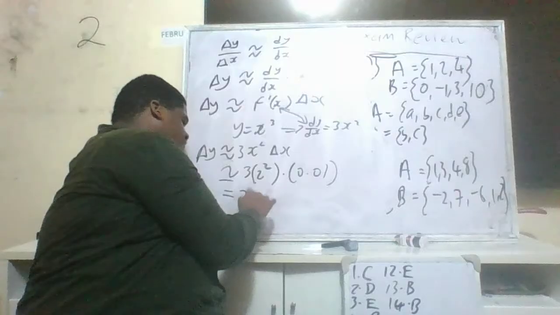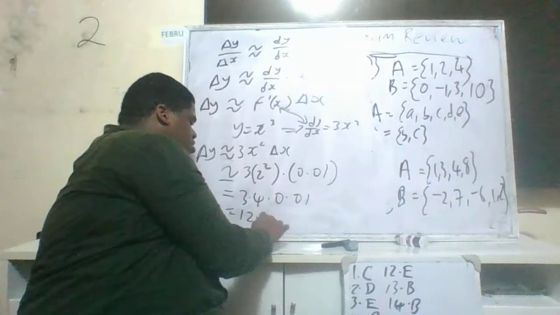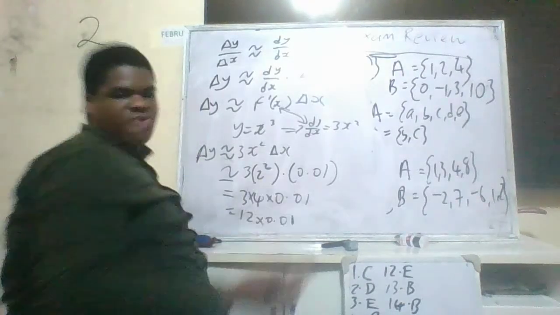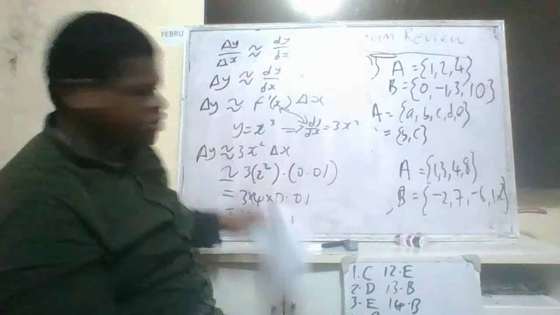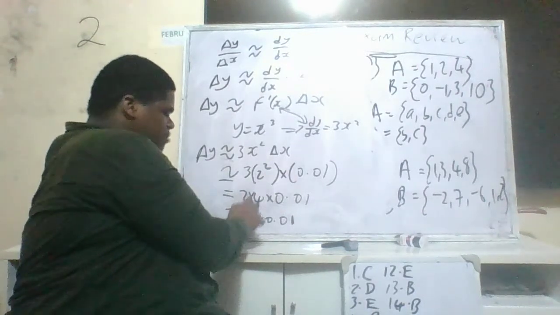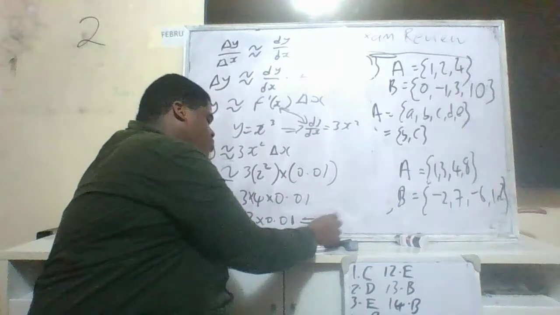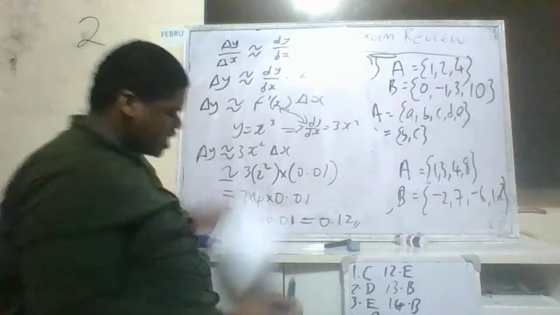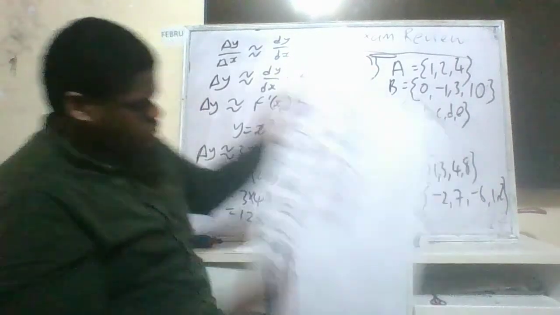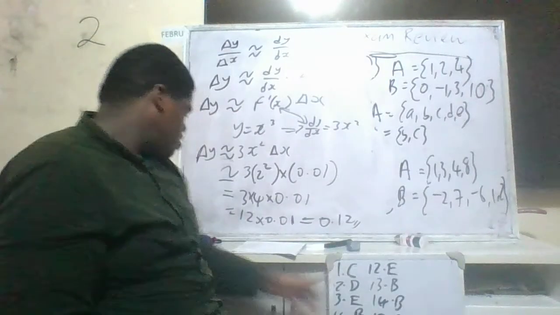This is equal to 3 times 4 times 0.01, which is equal to 12 times 0.01. Let me change these dots to times, because normally I write multiplication as dots. 3 times 4 times 0.01 is 12 times 0.01, which is equal to 0.12. And that corresponds to option C. So question 19, we have option C. Let's go to question 20.